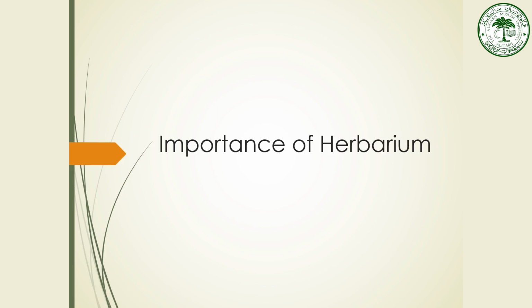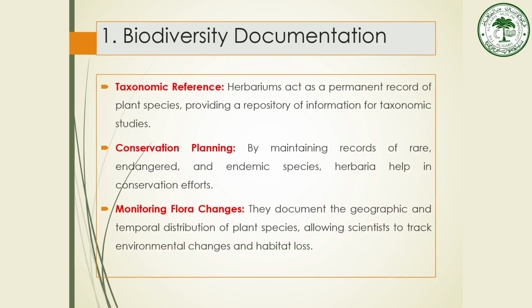These are the functions, and if you see the importance, the most important one is biodiversity documentation. Herbaria act as a taxonomic reference, a permanent record of plant species, providing a repository for taxonomic studies. They are also used in conservation planning by maintaining records of rare, endangered, and endemic species, and help in conservation efforts.